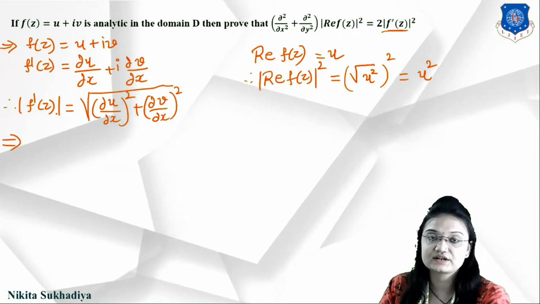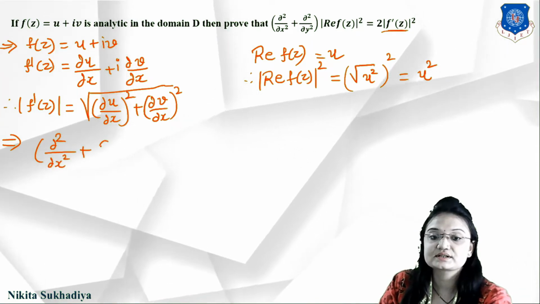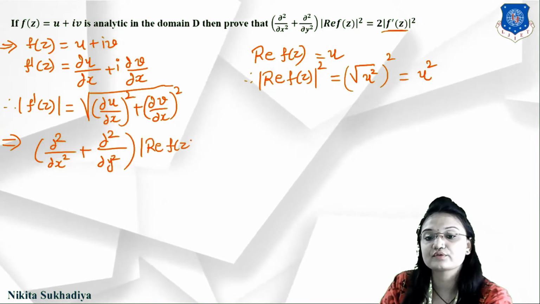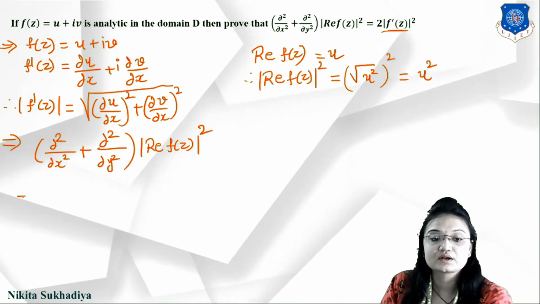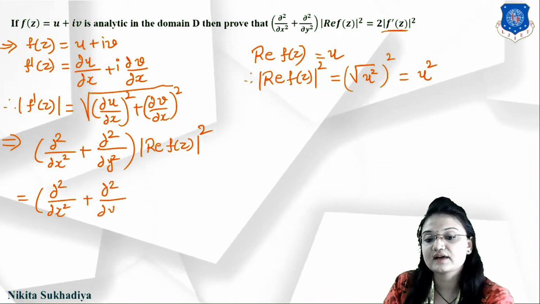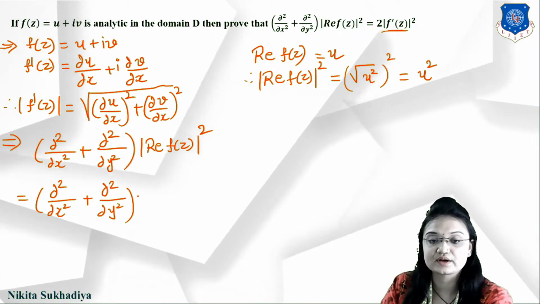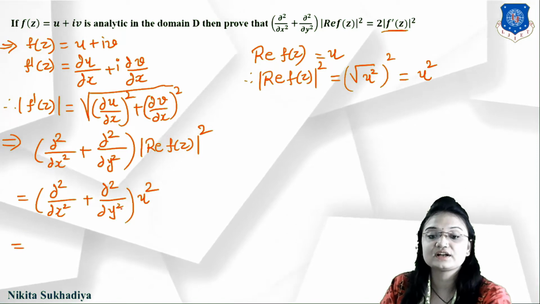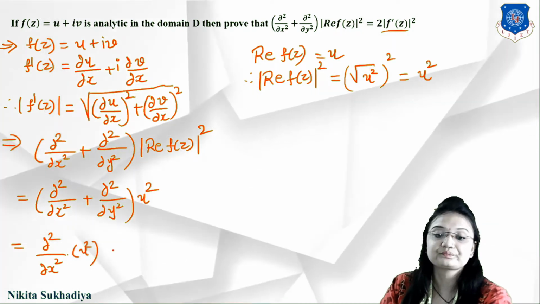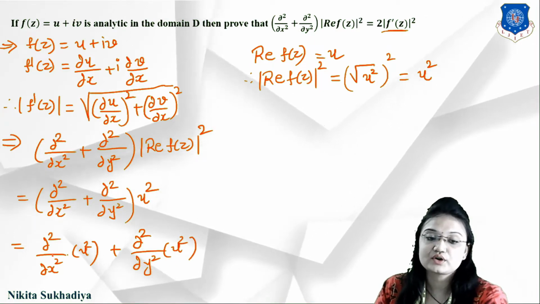Okay, now let's start with the LHS. Here we have del square by del x square plus del square by del y square into mod of real part of f of z whole raised to square. We have already found mod of real part of f of z, that is u square. So this will become u square. Now multiply u square here, so this is del square by del x square into u square plus del square by del y square into u square. Okay, so now what is the meaning of this?